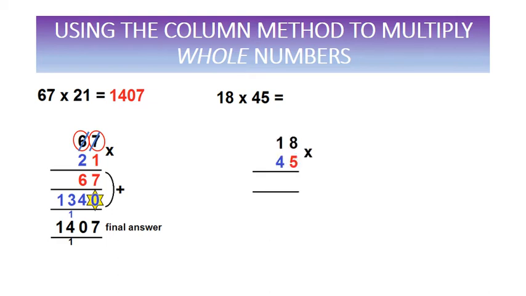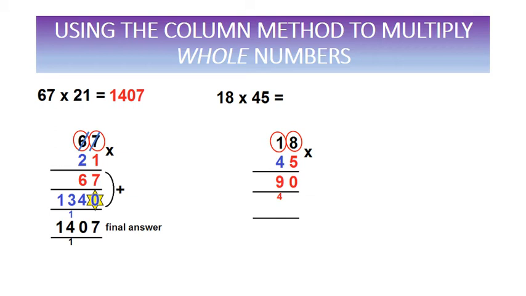Set out again with the digits in the correct columns. So we're going to start by multiplying the 18 by the right-hand digit of the bottom number, the 5. So 5 times 8 is 40, and then 5 times 1, which is 5, plus the 4 that we've carried, makes 9.